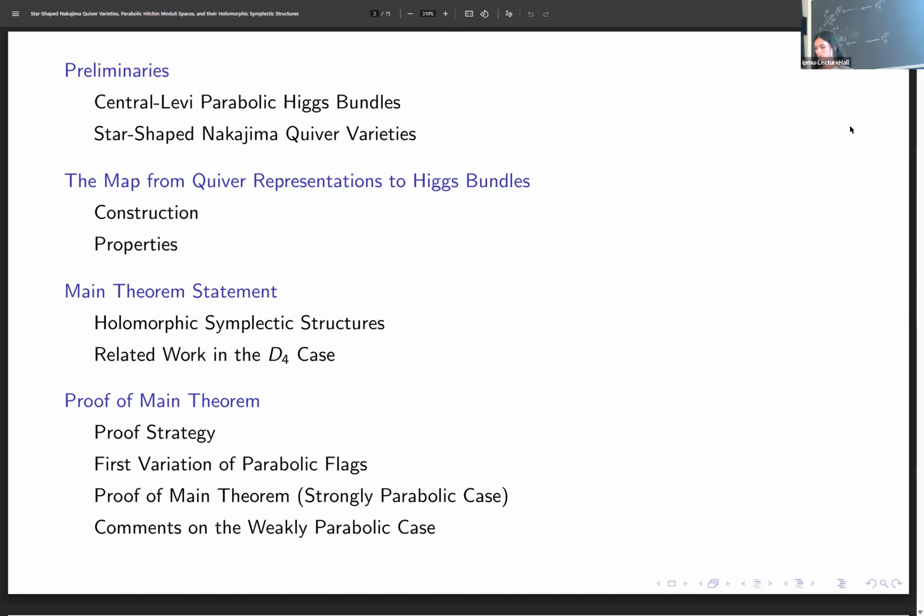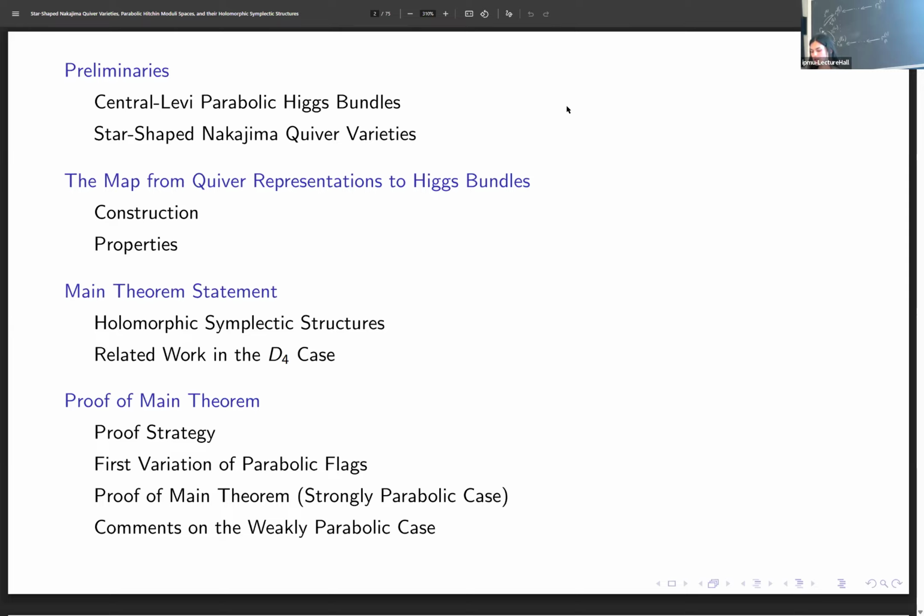This talk is about these two moduli spaces. One is the moduli space of what I call central Levi parabolic Higgs bundles. And then the other is a quiver variety, which I think of as a moduli space of quiver representations. I'll talk about their constructions, and then I'll talk about a map to go from the quiver variety to the Higgs bundle moduli space. And I'll prove some properties about that map.